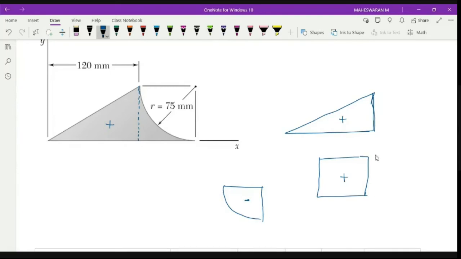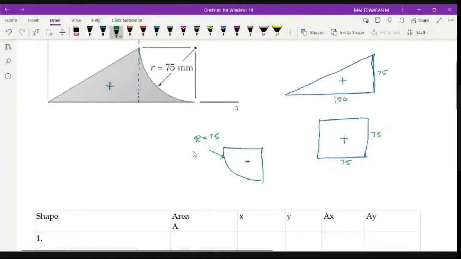Okay, so for these particular sections, let me identify what my dimensions are. You're able to see that my triangle has a base of 120 mm and the height of my triangle is 75. My square, of course, is 75 and 75. My quarter circle, of course, you know the radius of my quarter circle is r, which is equal to 70. Okay, so these are the 3 portions which you have to concentrate on. So we will do it one by one.